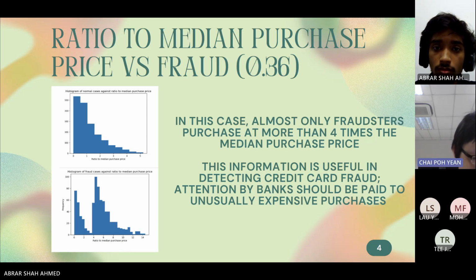Okay, for ratio to median purchase price versus fraud. For this correlation, we find that almost only fraudsters purchase at more than 4 times the median purchase price. So such information is very useful in detecting credit card fraud, because banks pay attention to unusually expensive purchases to sift out possible fraud.